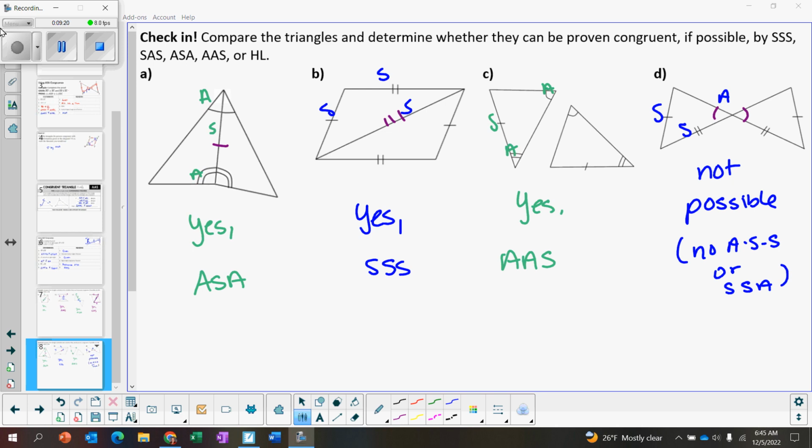And D was not possible because I had 2 sides and an angle, but the angle was not the included angle. It was not between the S's. So that would look more like ASS or SSA. And since they weren't right triangles, I cannot use HL. And that is the end of 5-6.